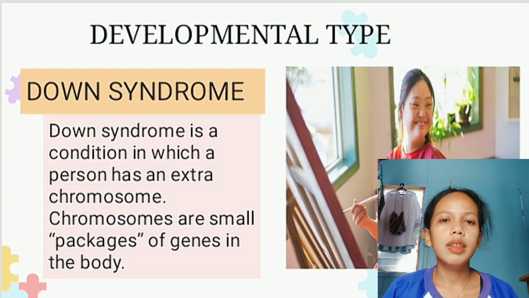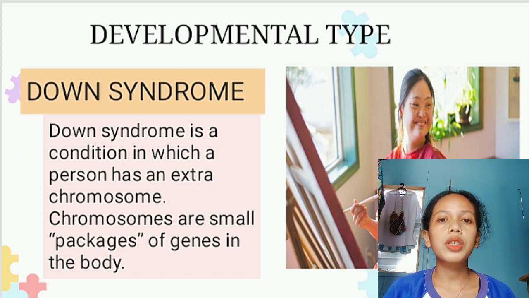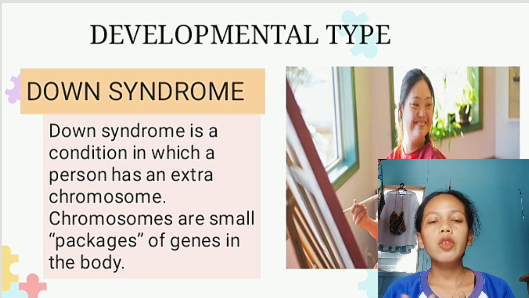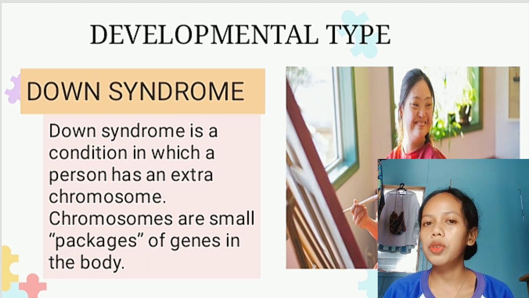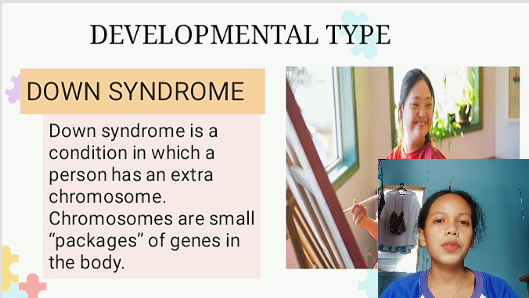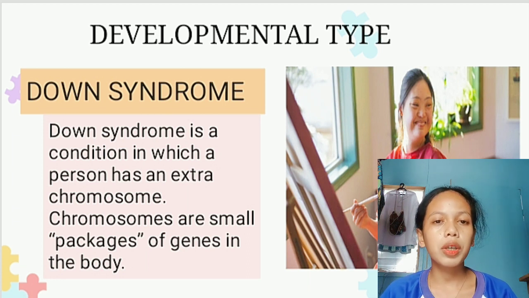Now let's talk about Down syndrome. What is Down syndrome? Down syndrome is a condition in which a person has an extra chromosome. Chromosomes are small packages of genes in the body. They determine how a baby's body forms and functions as it grows during pregnancy and after birth. Typically, a baby is born with 46 chromosomes. Babies with Down syndrome have an extra copy of one of these chromosomes, chromosome 21. A medical term for having an extra copy of a chromosome is trisomy. Down syndrome is also referred to as trisomy 21.